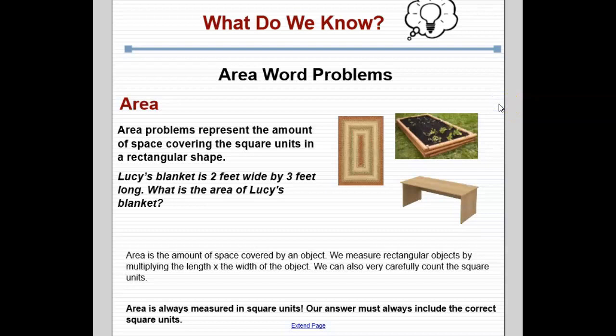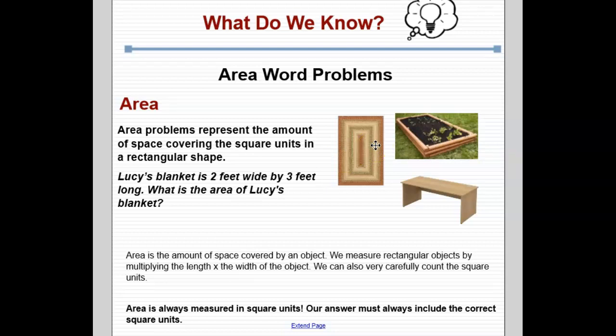Were you able to remember that the area of an object is just the total amount of space covered by that object or shape? Were you also able to remember from our word problem unit that we determine the area of any rectangle by multiplying the length times the width of that rectangle? So you guys know that area word problems just represent the total amount of space covering a shape, and we measure area in square units.